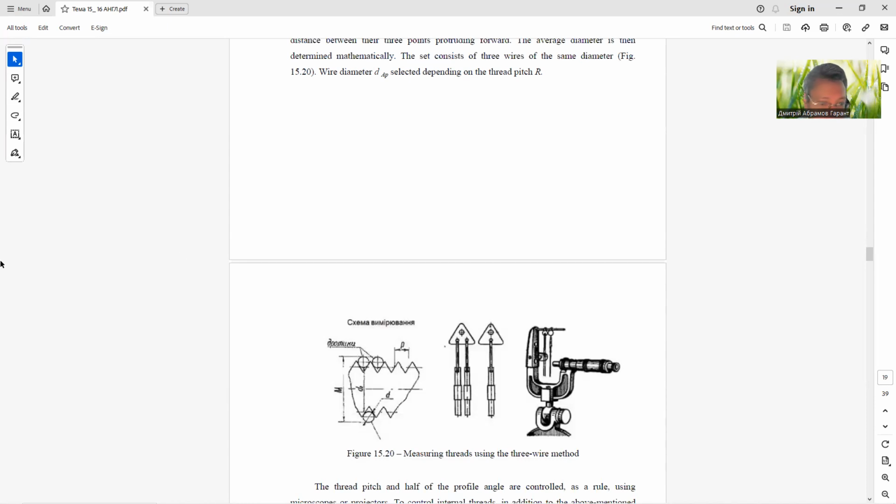Wire diameter, D suffix AP. This is measuring threads using the 3-wire method. The wire diameter is selected depending on the thread pitch, P, not R, P. Thread pitch.